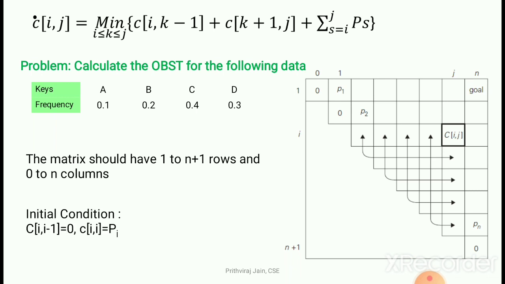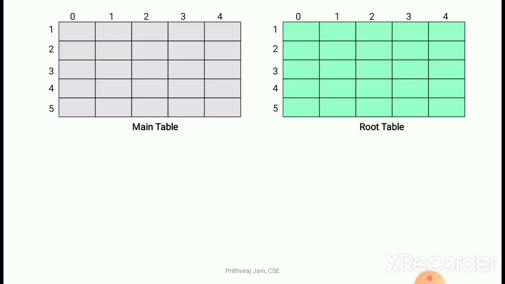Then the initial condition is C of i comma i minus 1 is equal to 0, and C of i comma i is equal to p i. So C of i comma i is always p i. Now let us take two tables. One is called the main table and the other is called the root table. As we fill the values in the main table, we have to fill the values in the root table. As per our initial condition, C of i comma i minus 1 is equal to 0, and C of i comma i is equal to p i.